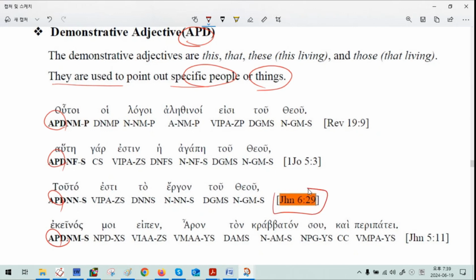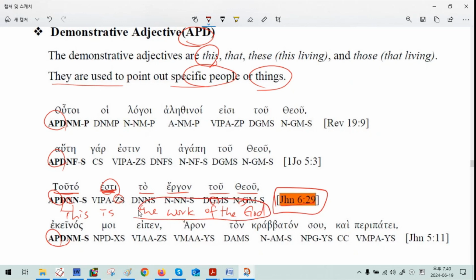And then we are practicing the third verse, John chapter 6, verse 29. Touto estin to ergon tou theou. So touto is the "this," right? This. Estin is the nominative. This is the subject of this verb. So this is to ergon, the work. And then the genitive, of the God. So, the work of the God. And then we start to study from Genesis chapter 1, verse 1 so far.